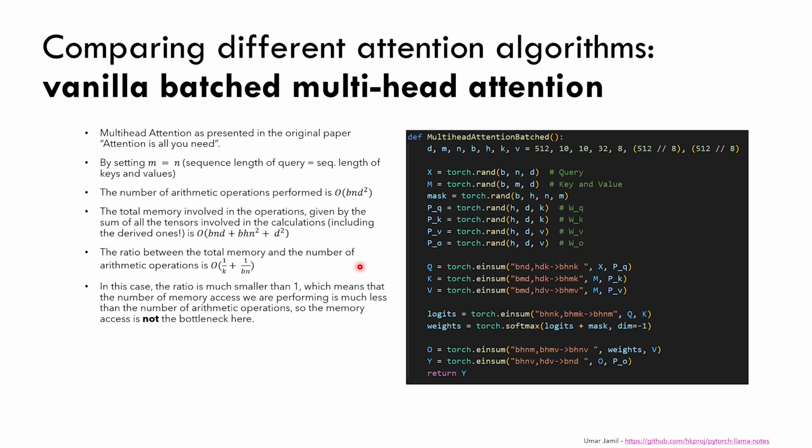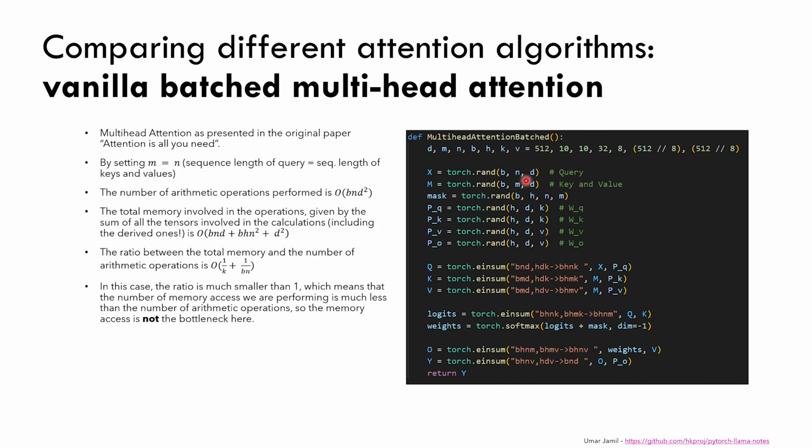Now, if we compute the ratio between the total memory and the number of arithmetic operations, we get this expression here, 1 over k plus 1 over b. In this case, the ratio is much smaller than 1, which means that the number of memory accesses that we perform is much less than the number of arithmetic operations. So the memory access in this case is not the bottleneck. The bottleneck of this algorithm is not the memory access, it is actually the number of computations.